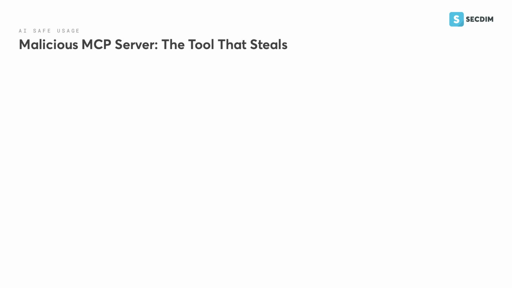A malicious MCP server presents a legitimate interface. It performs the task it advertises while running additional code in a background thread. The developer sees correct output. The attacker sees the developer's credentials.